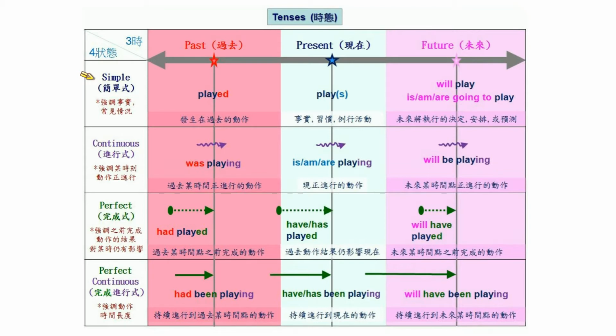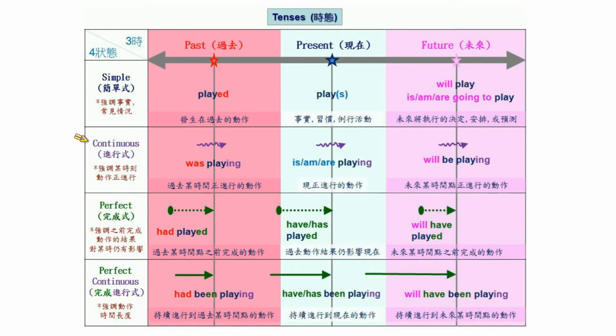The simple tenses are used for facts or common occurrences. The past simple uses the ed form of the verb and is used for completed actions in the past. The present simple tense indicates a fact, a habit, or a regular action. The future simple, the will form or the going to form, can be used to express decisions, arrangements, or predictions about the future.